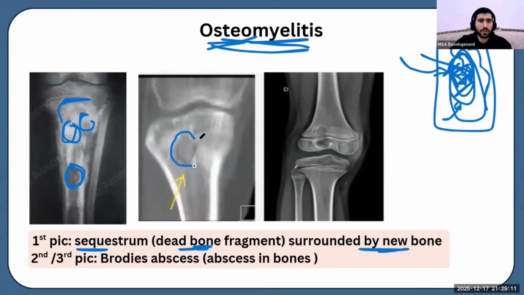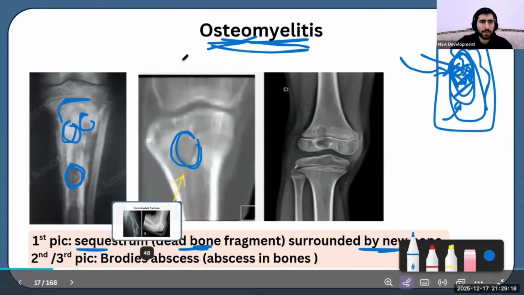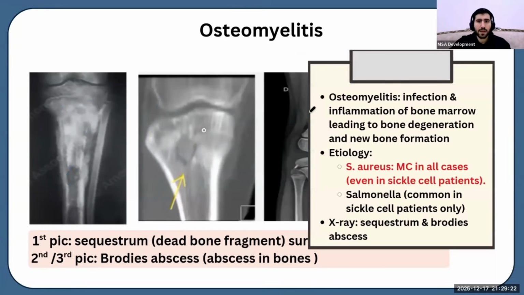And this abscess is called Brodie's abscess. So if you have a bone and suddenly there is an abscess in the middle, that's a Brodie's abscess, and that's happening due to osteomyelitis, as you can see here and here. As we said, osteomyelitis, infection or inflammation of the bone marrow, leads to bone degeneration and new bone formation. Now, what are the bacteria that cause osteomyelitis?